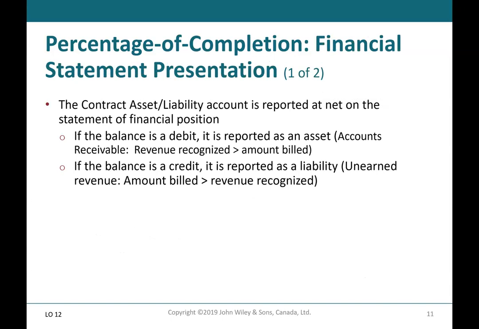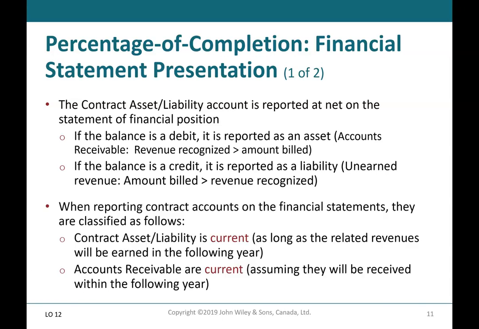Percentage of completion financial statement presentation, 1 of 2. The contract asset/liability account is reported net on the statement of financial position. If the balance is a debit, it is reported as an asset: accounts receivable, where revenue recognized is greater than amount billed. If the balance is a credit, it is reported as a liability: unearned revenue, where amount billed is greater than revenue recognized.